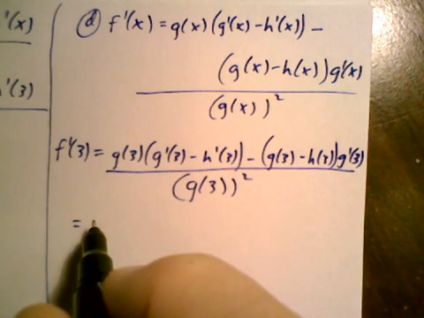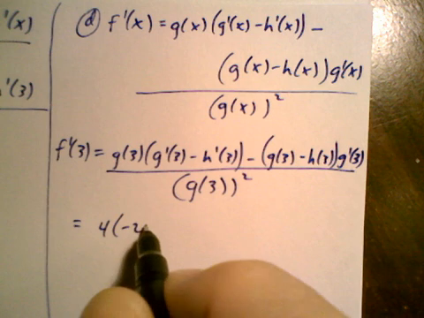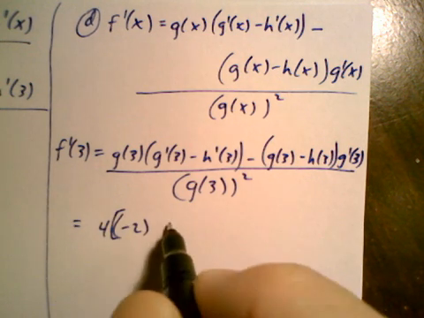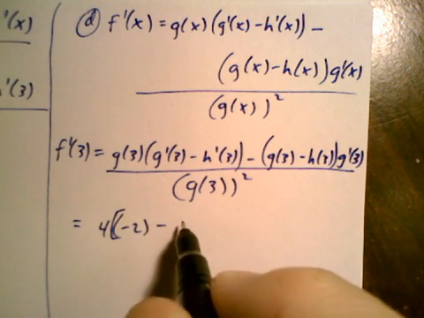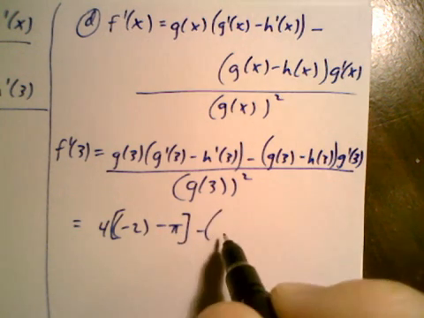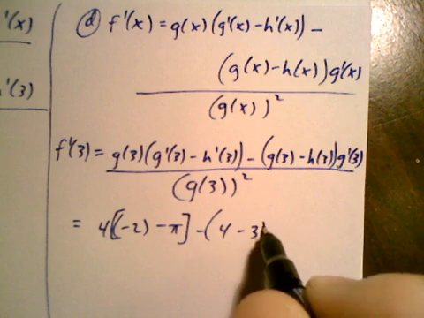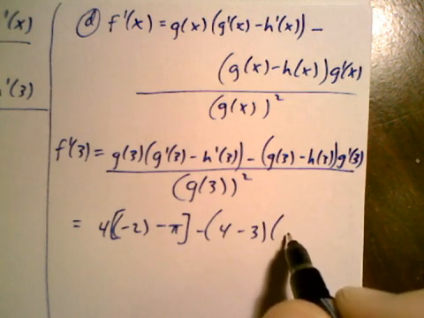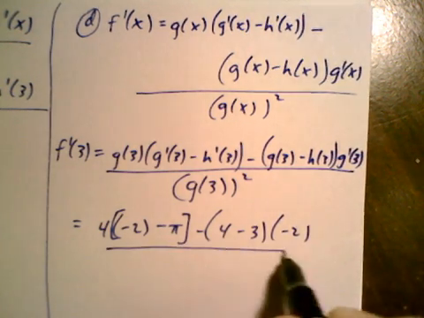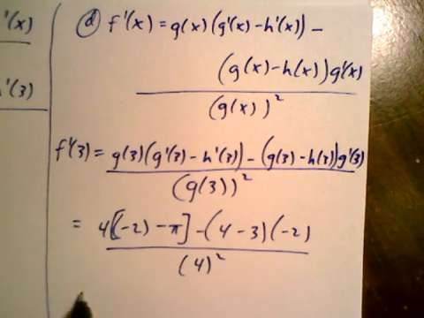So g of 3, and where is that? g of 3 is 4. g prime of 3 is negative 2. Oops, I gotta subtract that in here. Negative 2 minus h prime of 3 is pi. Okay, minus g of 3, again it's 4. h of 3 is 3, and then g prime of 3 is negative 2. Okay, and then we have g of 3, which is 4, and we're going to square that.